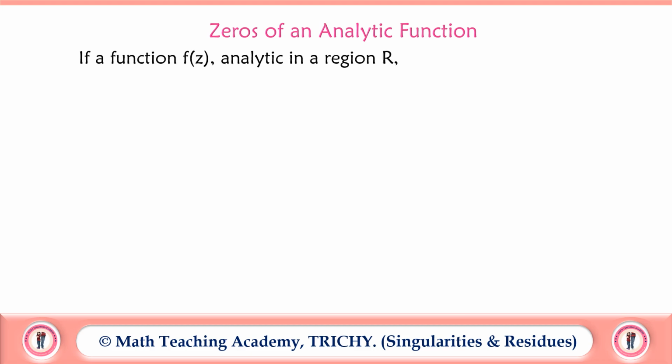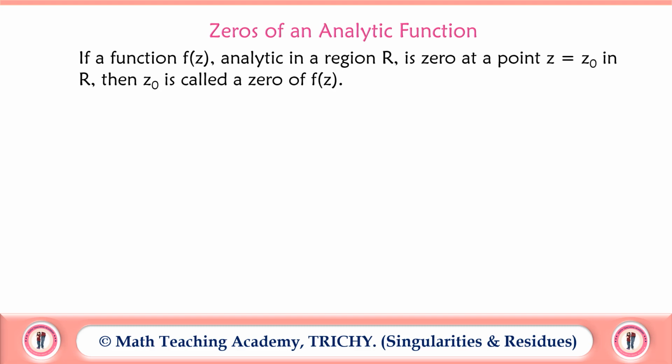If a function f of z is analytic in a region R and is 0 at a point z is equal to z0 in R, then z0 is called a 0 of f of z. That is, a 0 of an analytic function f of z is defined as: if we put z is equal to z0 in f of z, it will become 0, then the point z is equal to z0 is called the 0 of an analytic function f of z.